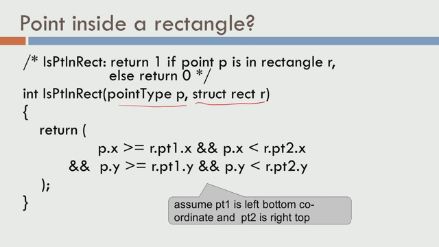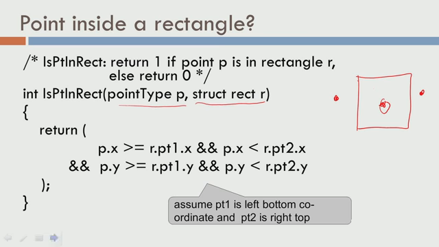So I have, let's say, this as my rectangle, and I could give you point P as this, or point P as this, or point P as this, and so on. You could get any of these things. Now how do we find out whether this point is actually within the rectangle shown here?